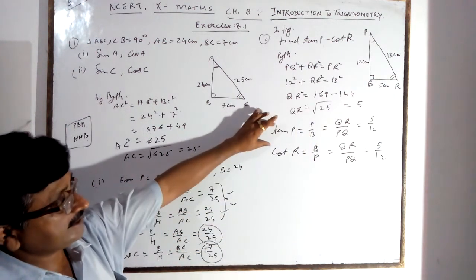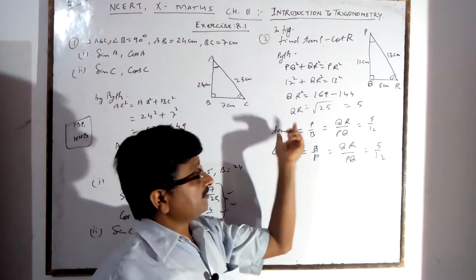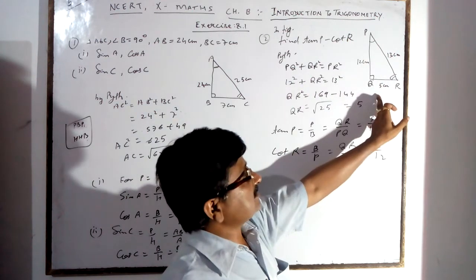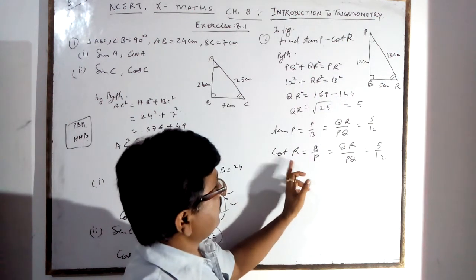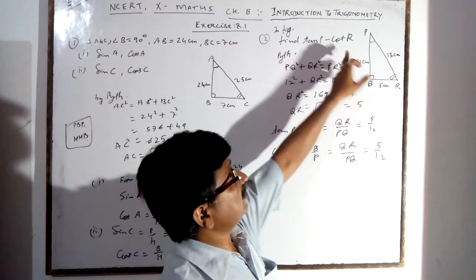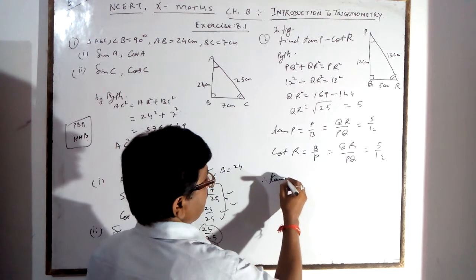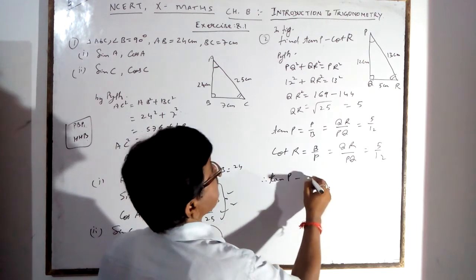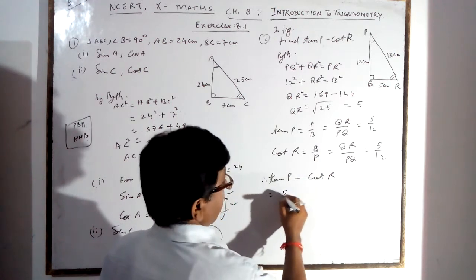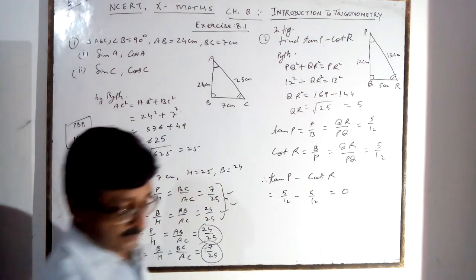Very important thing: tan P and cot R. Both give the same answer, but the trigonometric ratios are different. For tan P, perpendicular is QR. For cot R, angle R is there, so the base will be QR and the perpendicular is PQ. Therefore, tan P minus cot R is equal to 5 by 12 minus 5 by 12. What is your answer? 0.